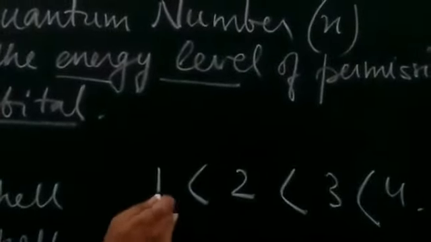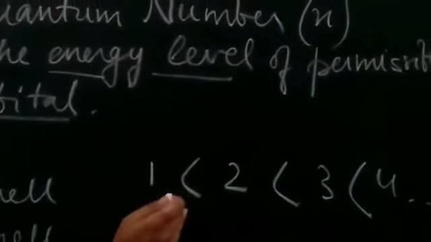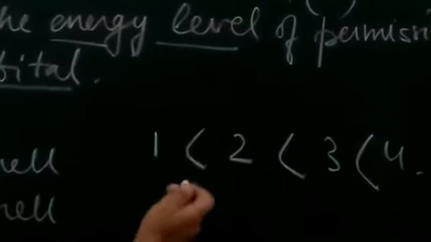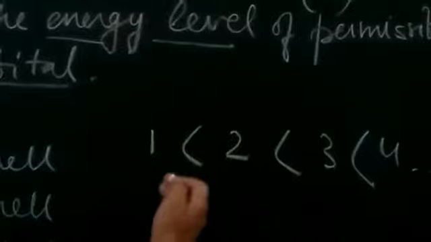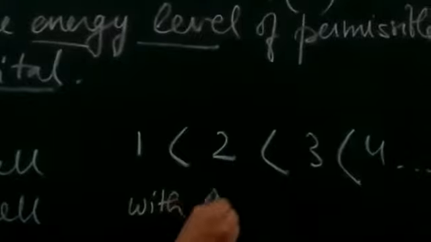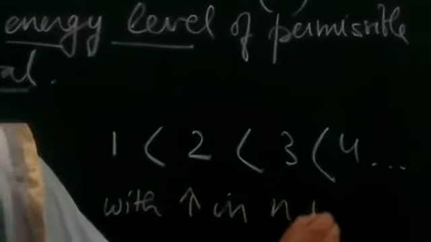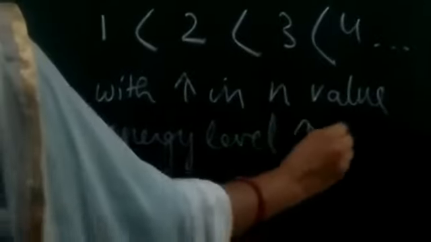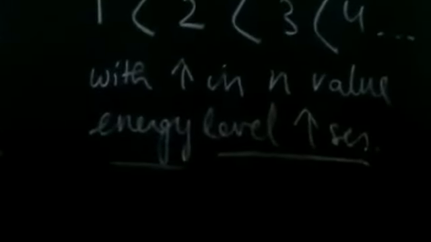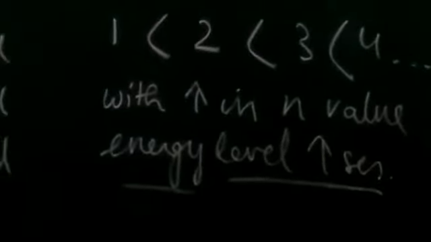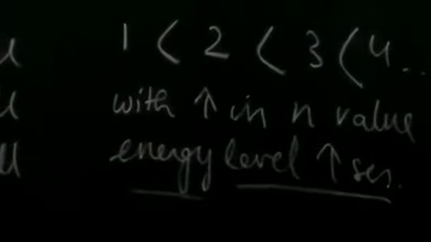The electron or the atomic orbital which is just near to the nucleus, which is shell number 1, will have the lowest energy, and it will start increasing with increase in the principal quantum number. So with increase in n value, energy level increases. This is the first quantum number which designates the energy level or the shell number of an atomic orbital.